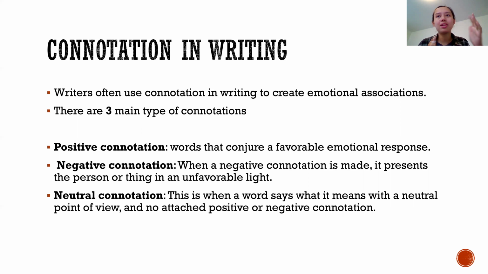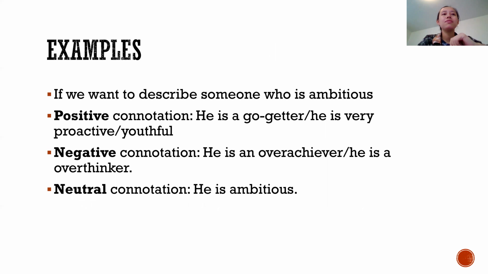Now let's look at how it is used in writing. For example, if we want to describe someone who's very ambitious and the writer is trying to convey a positive connotation, he will write, he's a go-getter, or he's very proactive, or youthful. So when you read the sentence, you will naturally think, oh, this is a good person. Here's my example. I want to be like him.